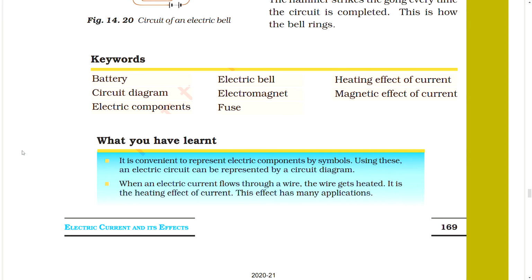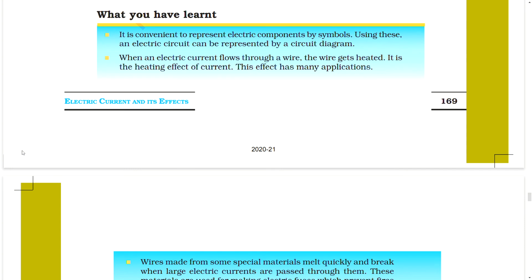Keywords: battery, circuit diagram, electric components, electric bell, electromagnet, fuse, heating effect of current, magnetic effect of current. What you have learnt: It is convenient to represent electric components by symbols. Using this, an electric circuit can be represented by a circuit diagram.